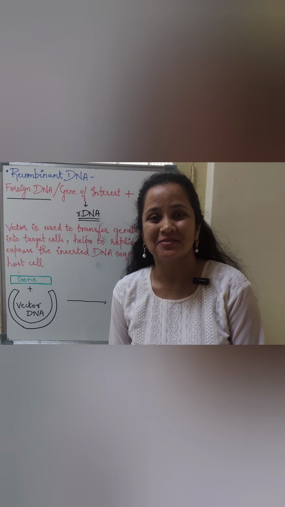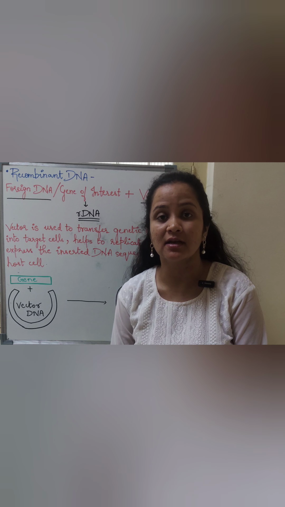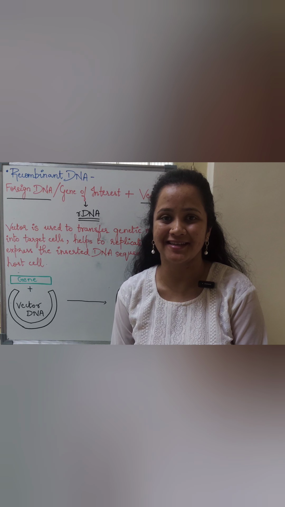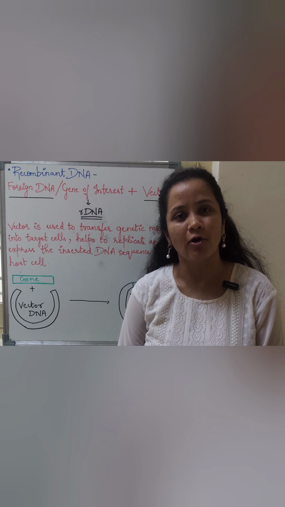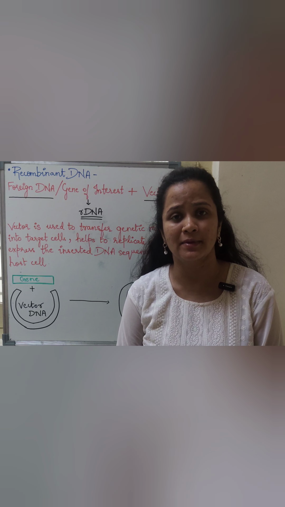In the previous section we had studied about the principles of genetic engineering. Now in this section we will be knowing each principle in detail. The first principle was creating rDNA or recombinant DNA. Let us now learn what is recombinant DNA.